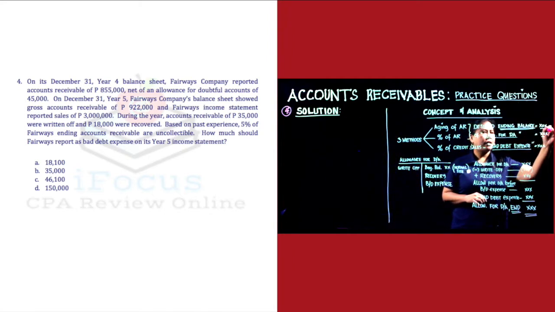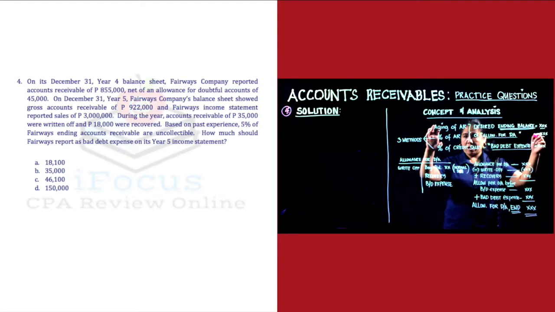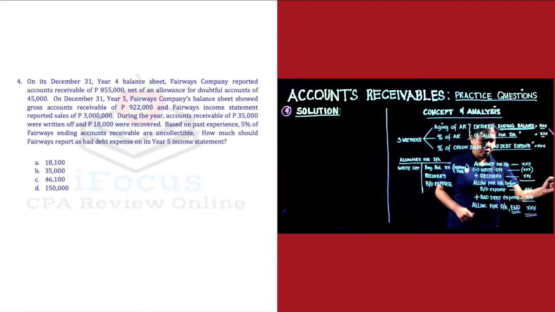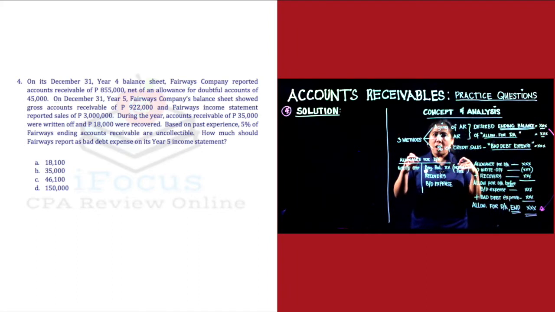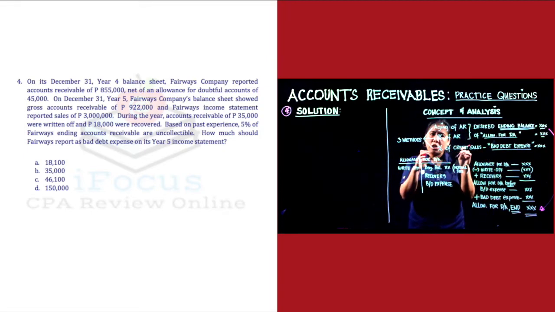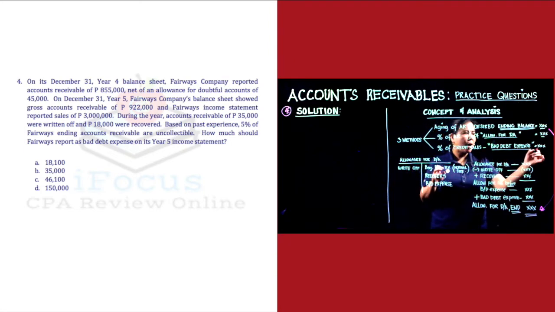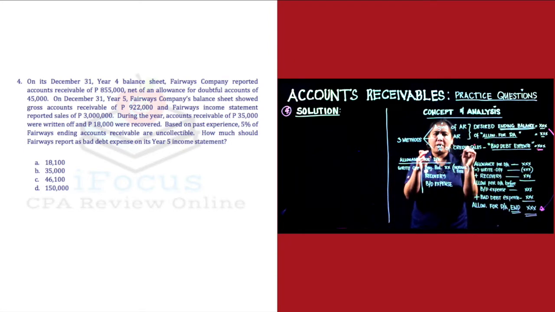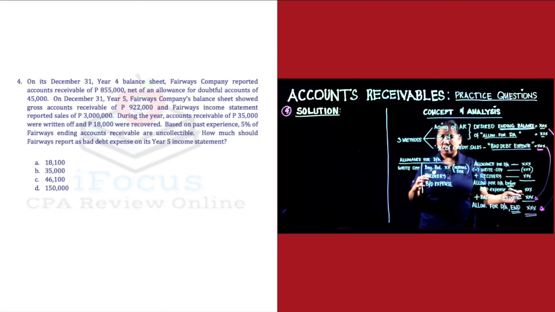Ito pong makukuha nating amount by using the aging of accounts receivable at percentage of accounts receivable. Itong amount na ito, this is actually your desired ending balance of your allowance for doubtful accounts. Alright? Ito po yung dapat na magiging ending balance ng ating allowance for doubtful accounts. Pero kung ang gagamitin natin is percentage of the credit sales, yung amount na makukuha mo dito sa pag-calculate, ito na po yung bad debts expense natin.